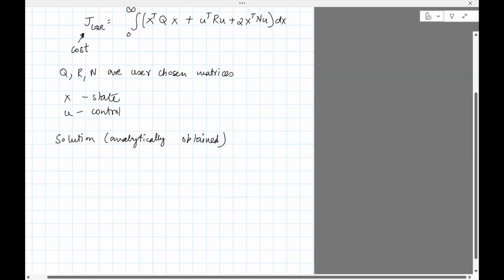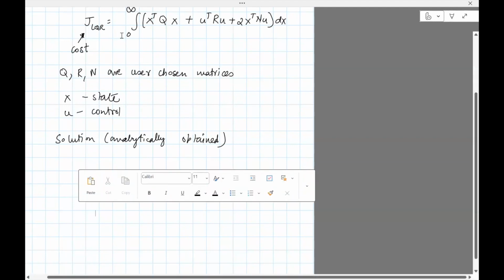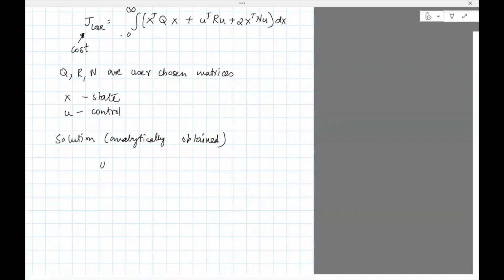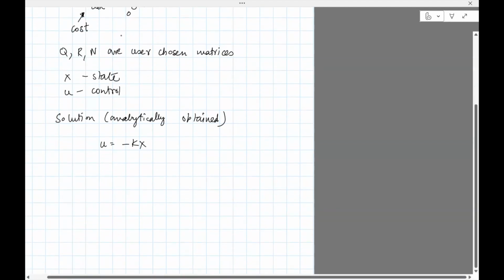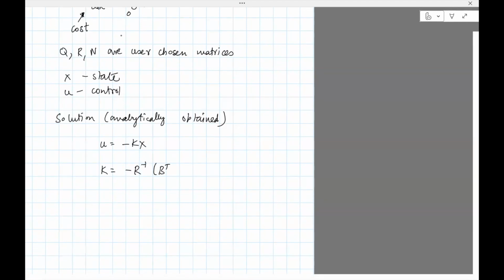Okay, how do you do this? Well, you'll take dJ/dQ, dJ/dx, dJ/du, things you do in calculus, right? If you want to minimize a cost, you take the first derivative, set it to 0. That's pretty much what you do. I will not get into the details. What comes out of the optimization is u equals minus Kx. Okay. The gain matrix K is R inverse times B transpose P plus N transpose.